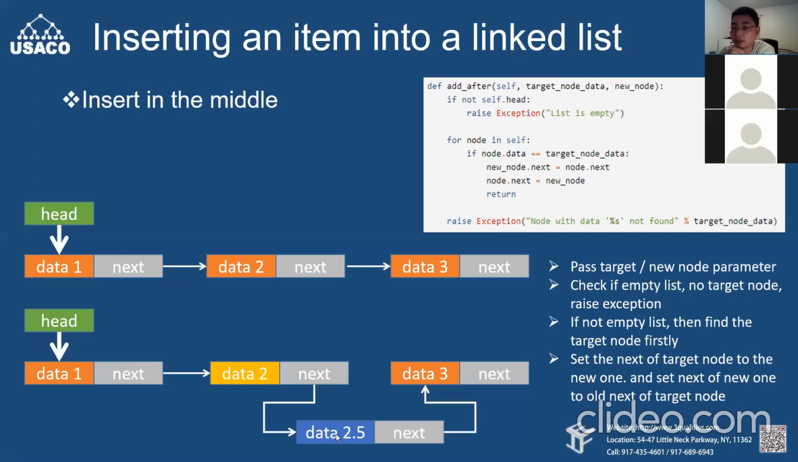Okay, very good. So now, look at the code, right? Raise exception: node with data not found. Another possibility is the target node data is not existing in the list. In this case, you need to raise an exception also. So let's try and write the code together, right?